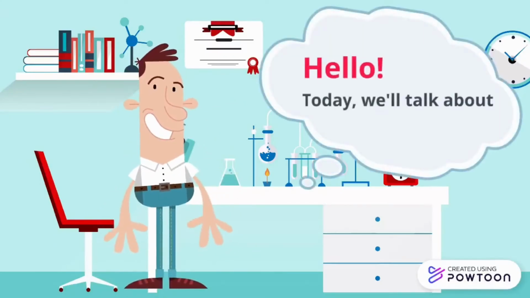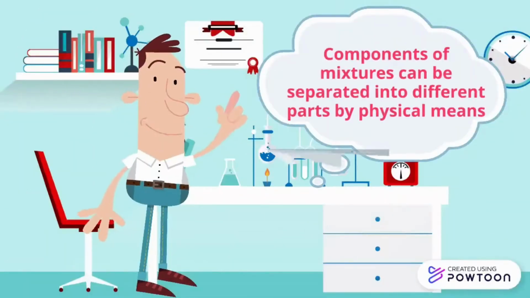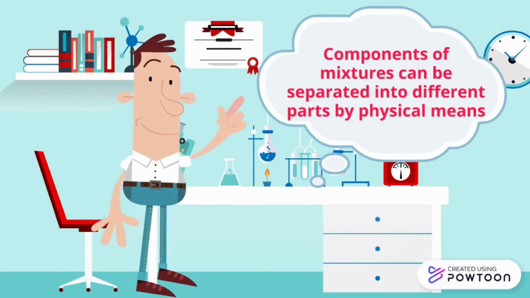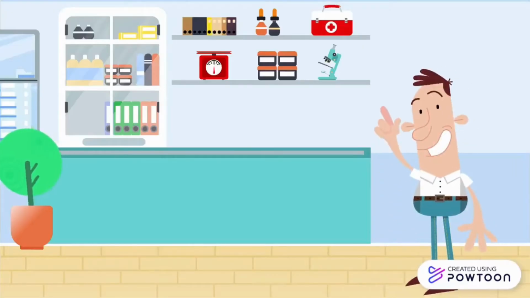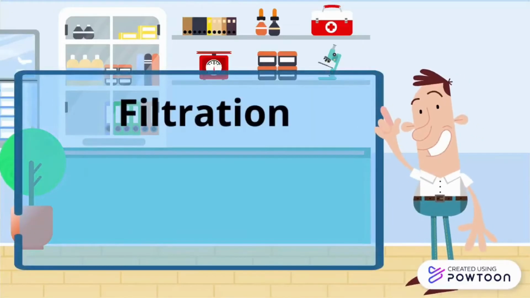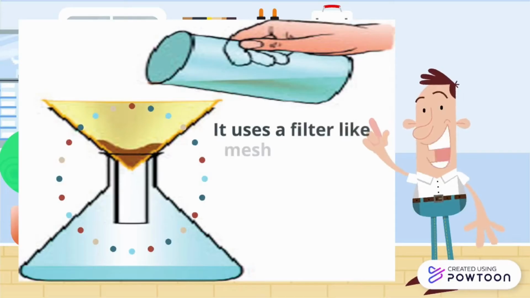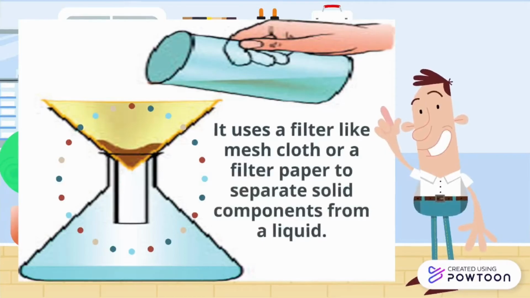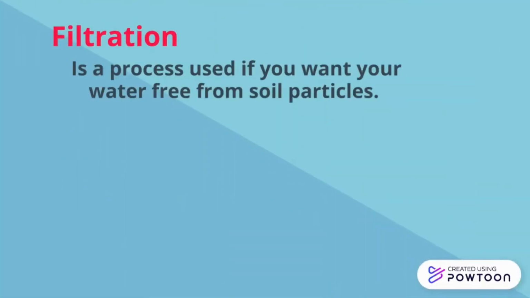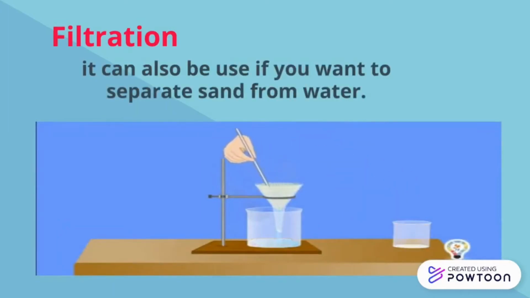Now that you already know the difference between homogeneous and heterogeneous mixtures, let's look into the ways to separate mixtures. The physical properties of the mixture will help determine which separation method is the best one to use. Here are some ways of separation. First one is filtration. It is a technique in which an insoluble solid is separated from a liquid. It uses a filter, like a mesh cloth or a filter paper, to separate solid components from a liquid. Filtration is a process used if you want your water free from soil particles. It can also be used if you want to separate sand from water.